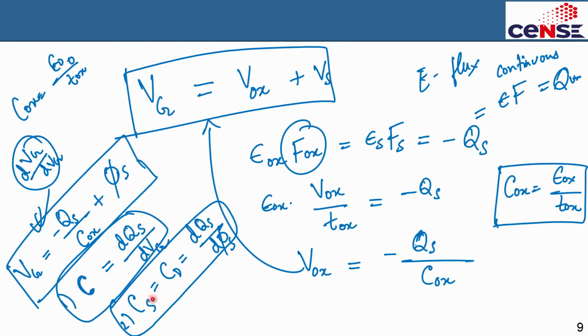And this is Cs, the semiconductor capacitance only. It's actually also called depletion capacitance, so some textbooks will mention it as CD. The depletion capacitance is basically the charge stored in the semiconductor.